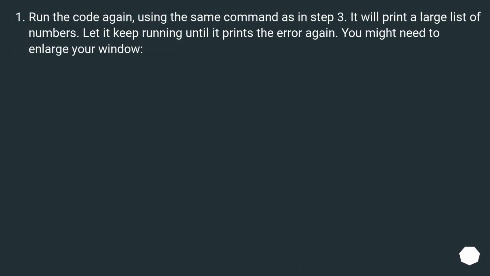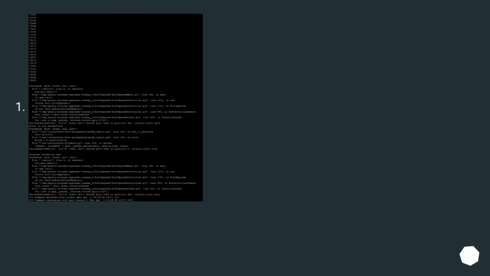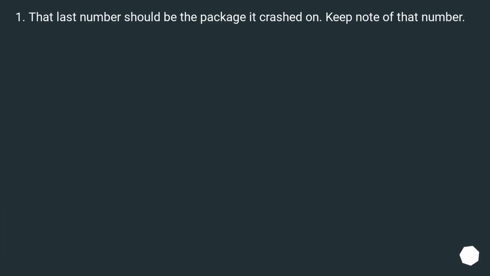Run the code again, using the same command as in step 3. It will print a large list of numbers. Let it keep running until it prints the error again. You might need to enlarge your window. That last number should be the package it crashed on. Keep note of that number.